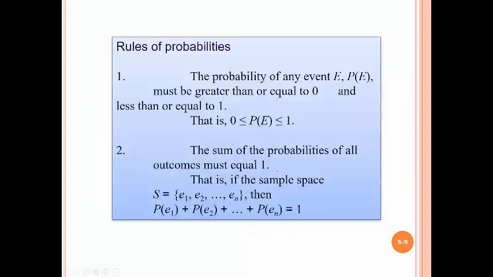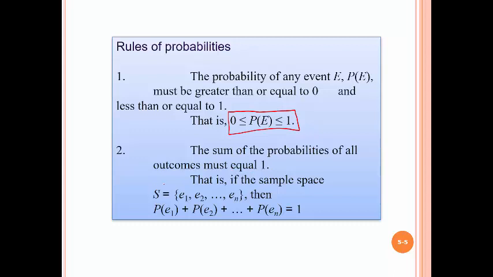Okay, here are the rules in more formal notation. The probability of any event E must be greater than or equal to 0 and less than or equal to 1. That's just what I had on the previous slide. So if you ever work a problem and you get a negative answer or an answer greater than 1, it tells you that you did the problem wrong. And this is interesting: the sum of the probabilities of all outcomes must be equal to 1.